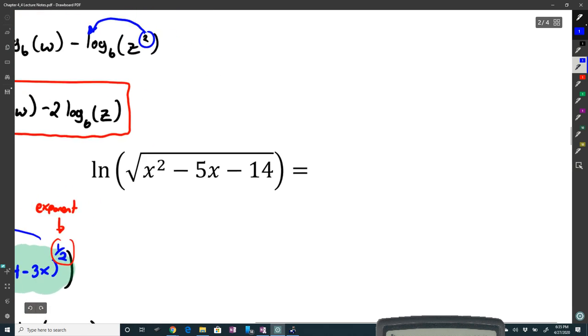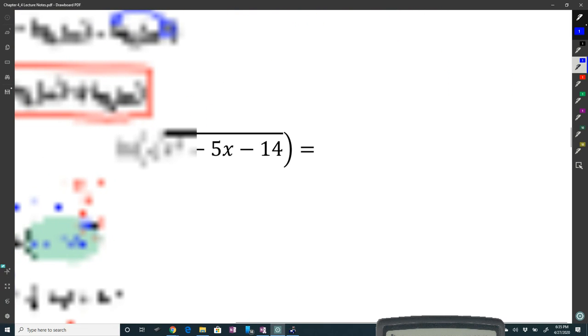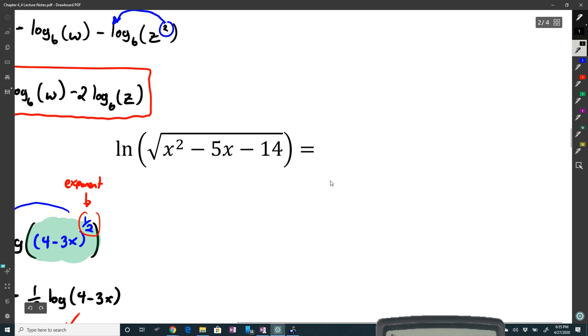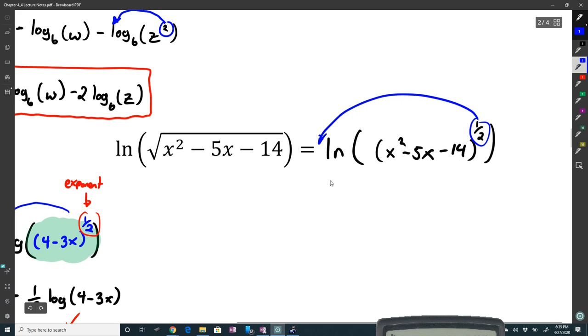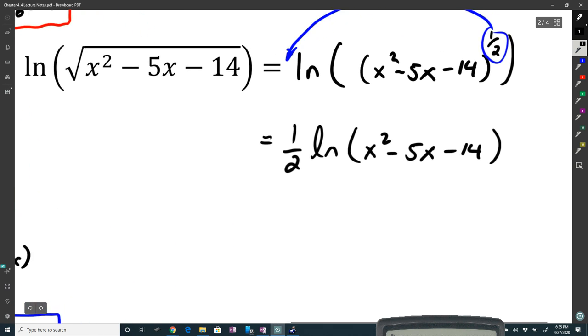I like this one. I don't think it's in your textbook. I just like it because it makes me happy. So first thing I'm going to do is write this as an exponent. The square root is really to the 1/2 power. The 1/2 means that the 1/2 comes to the front of the entire thing.